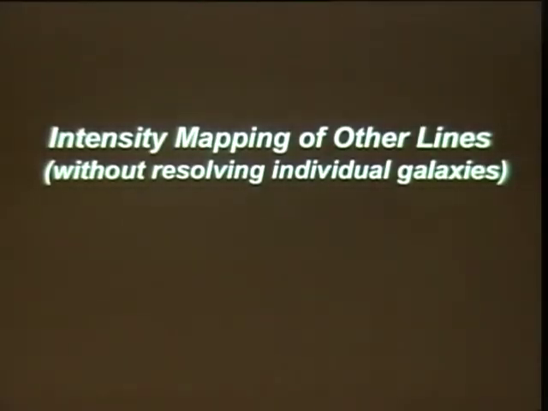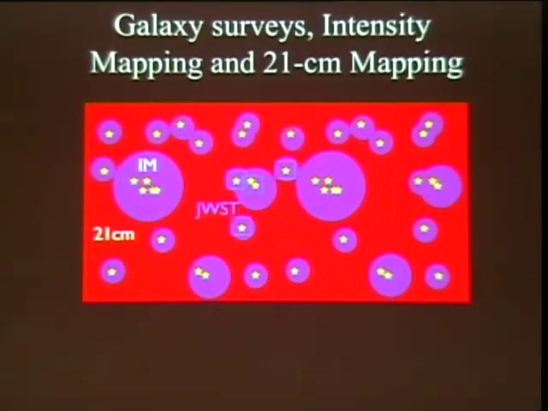Let me skip on that and finally mention one other item, which has to do with intensity mapping of other lines. So not just the 21-centimeter line, but you can, in principle, go after other spectral lines that are emitted from galaxies. For example, if you imagine a cartoon view of the early universe, there is the 21-centimeter line that comes from the hydrogen between the galaxies. There are these ionized bubbles, the cavities where you don't find diffuse hydrogen. But inside of them, you have galaxies.